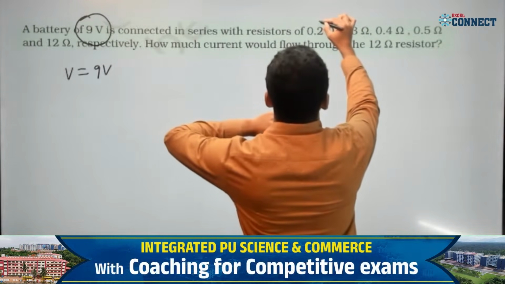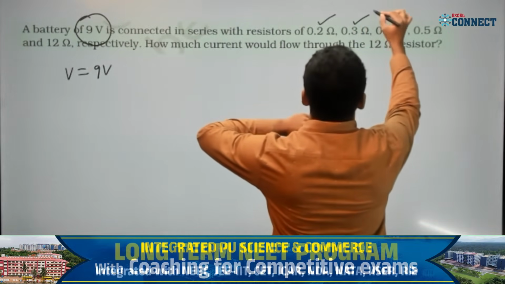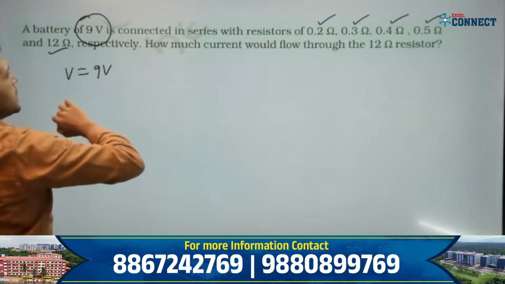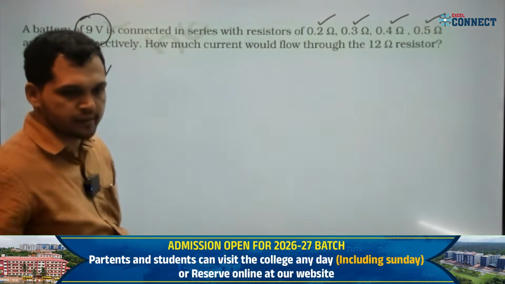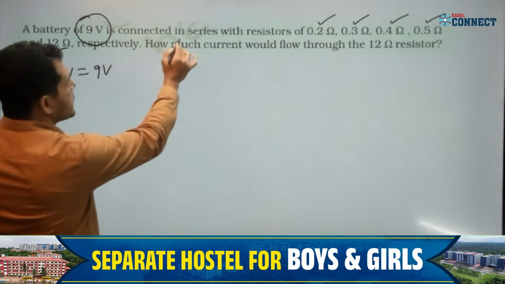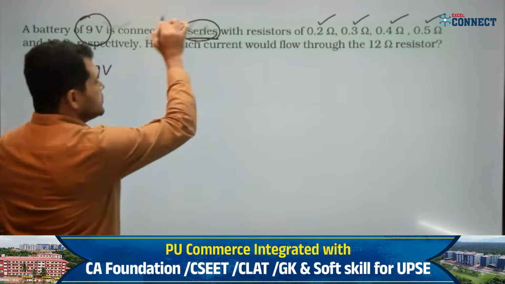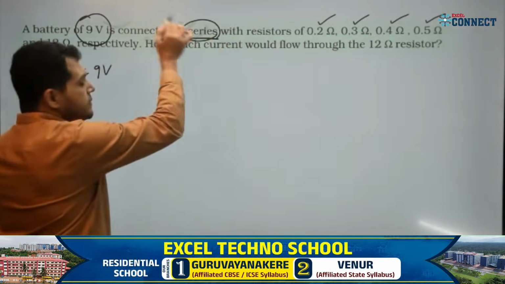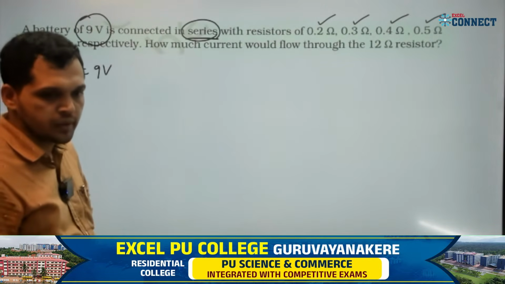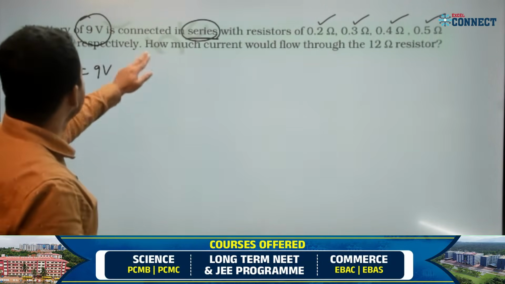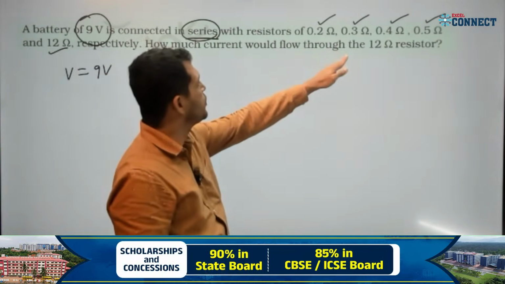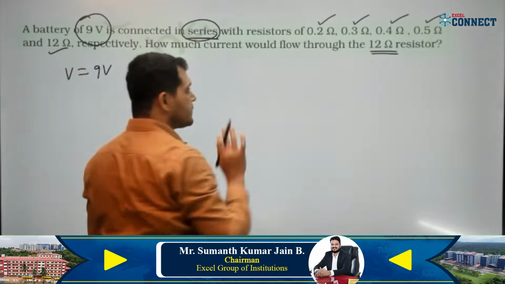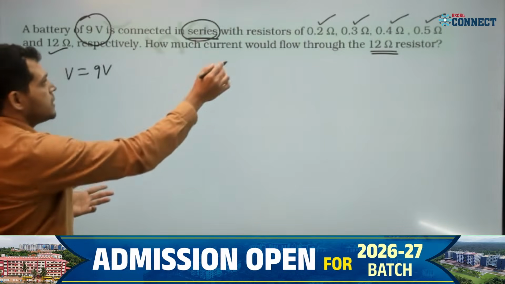See, the number of resistors I'll check: 2 ohm, 0.2 ohm, 0.3 ohm, 0.4, 0.5 and 12 ohm. Total 1, 2, 3, 4, 5 resistors are given. How are they connected? They are connected in series. Read the question carefully. All these 5 resistors are in a series connection. Next, how much current would flow through the 12 ohm resistor? That is required.